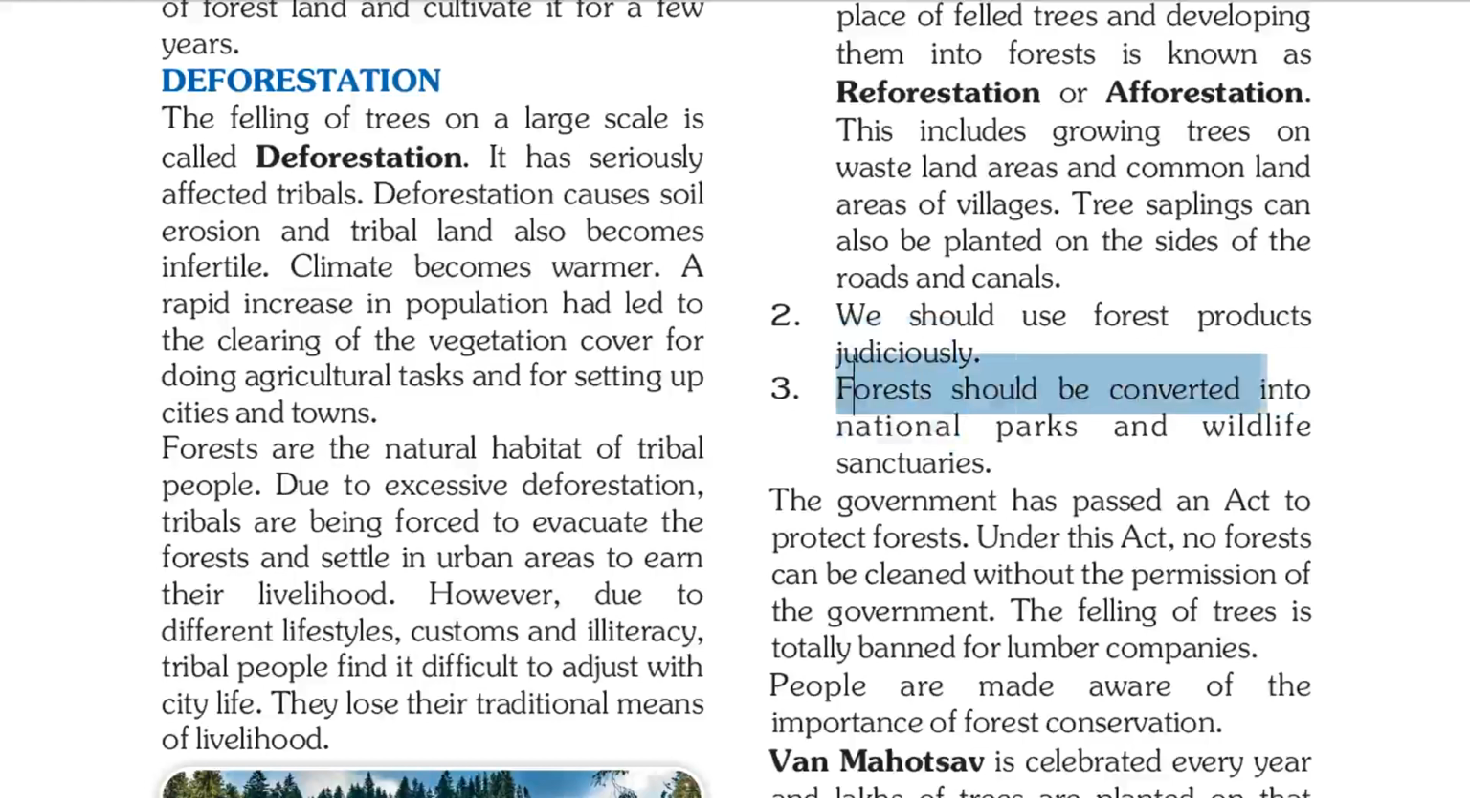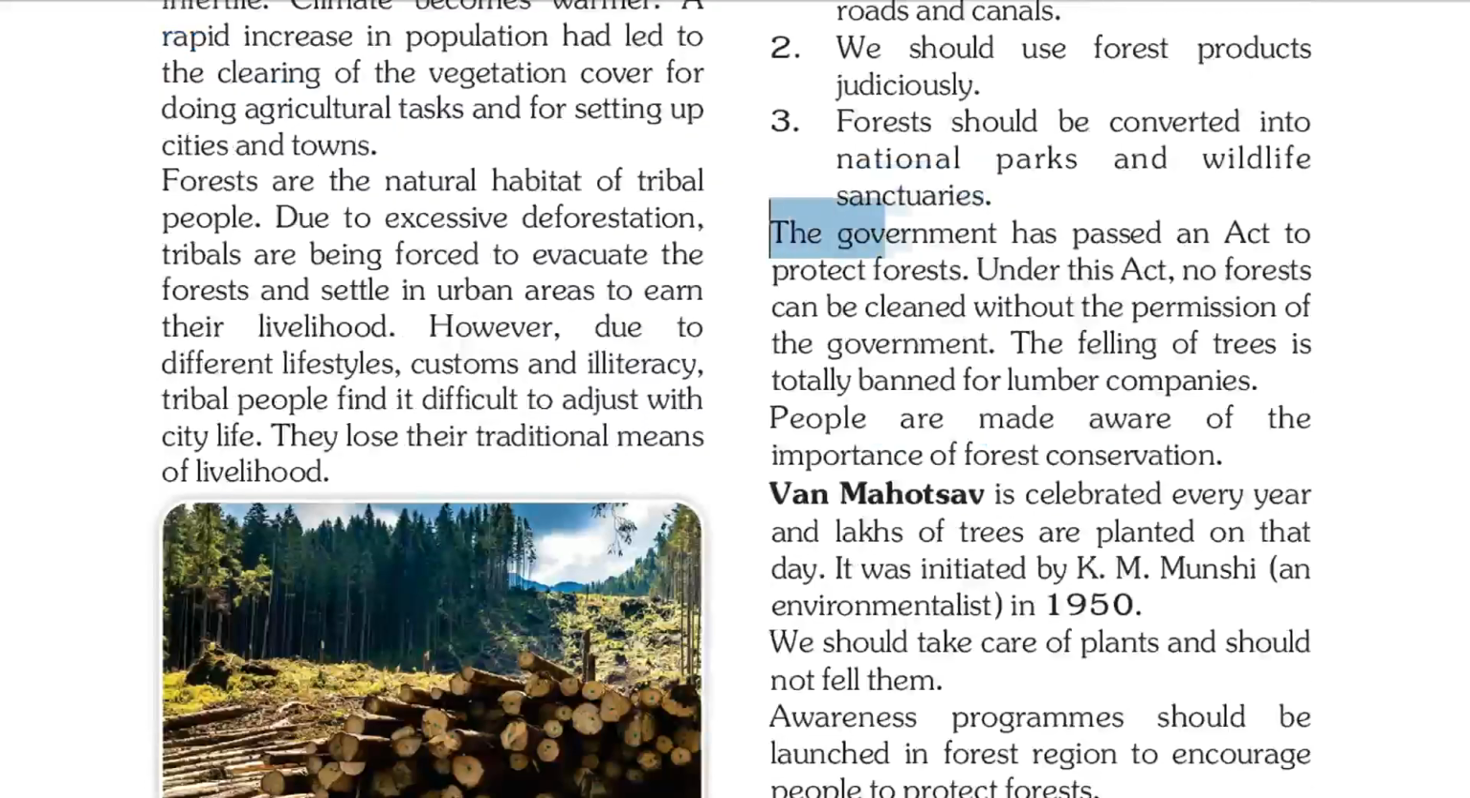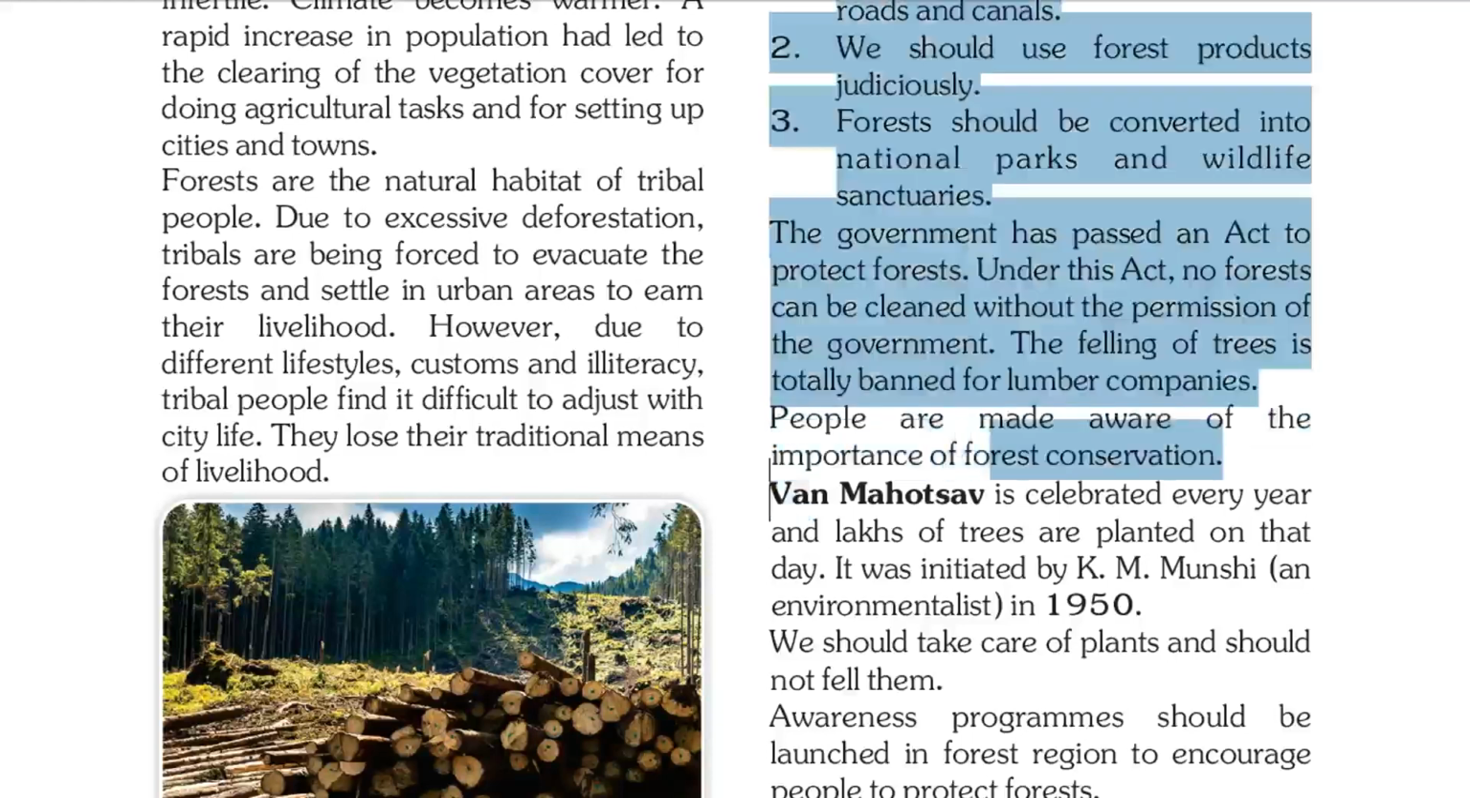Forest should be converted into national parks and wildlife sanctuaries. The government has passed an act to protect forest. Under this act, no forest can be cleared without the permission of the government. The felling of trees is totally banned for lumber companies. People are made aware of the importance of forest conservation.